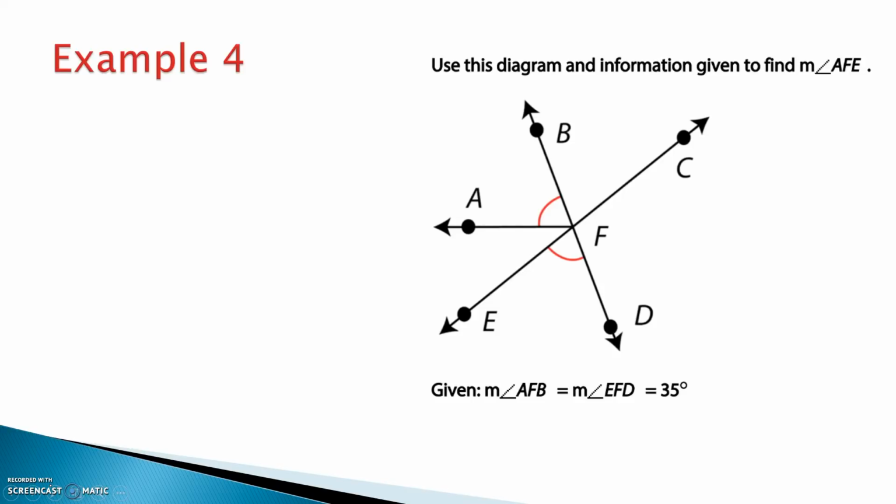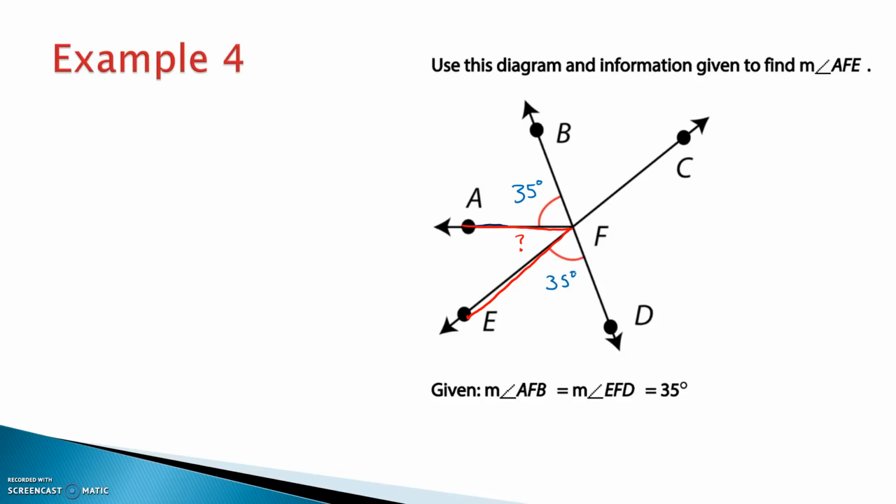Okay, it says use the diagram and the information given to find the measure of angle AFE. So from A to, let me use red here so it pops out a little bit more, from A to F to E, I want to know how much that measures right there. They also tell me that AFB, so from A to F to B, let me use a different color here, is equal to EFD, and that's equal to 35. So I know that this angle sitting right here is 35 degrees. I know that this angle right here is also 35 degrees.